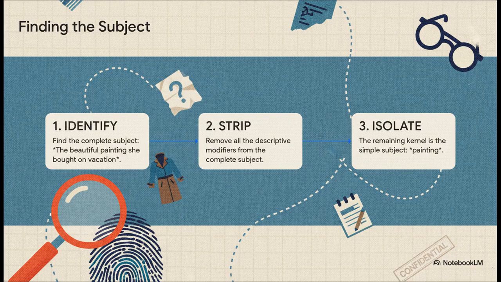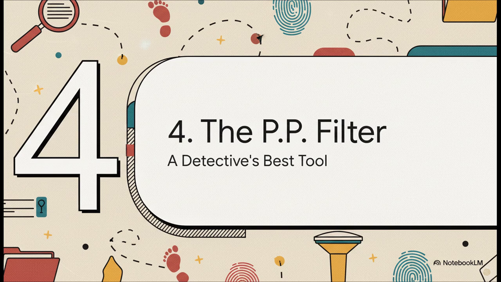Okay, let's see how this works in the wild. Look at this sentence. The complete subject is this entire chunk right here. The beautiful painting she bought on vacation. Woo, that's a lot. But to find our simple subject, we just start stripping stuff away. Get rid of the, beautiful, she bought on vacation, and what are we left with? Just one word, painting. That's the kernel. That's our subject.